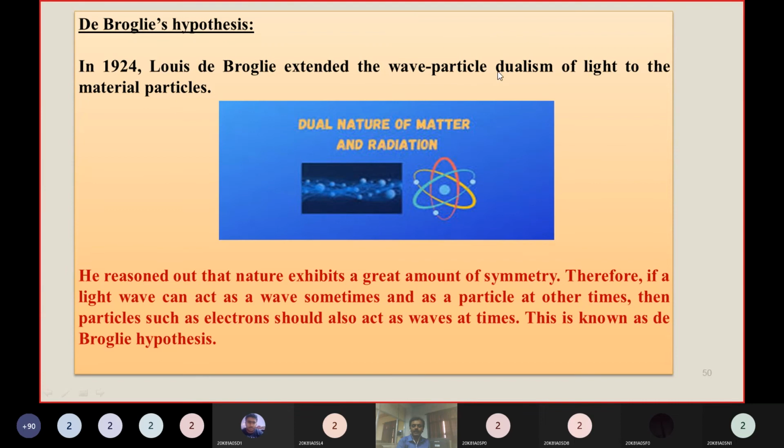Previously we discussed that according to quantum mechanics, light has dual nature: a wave nature as well as a particle nature. Similarly, matter also has wave nature as well as particle nature. Light can act as a wave sometimes and as a particle at other times. Then particles such as electrons should also act as a wave sometimes and as a particle sometimes. This is known as the de Broglie hypothesis.